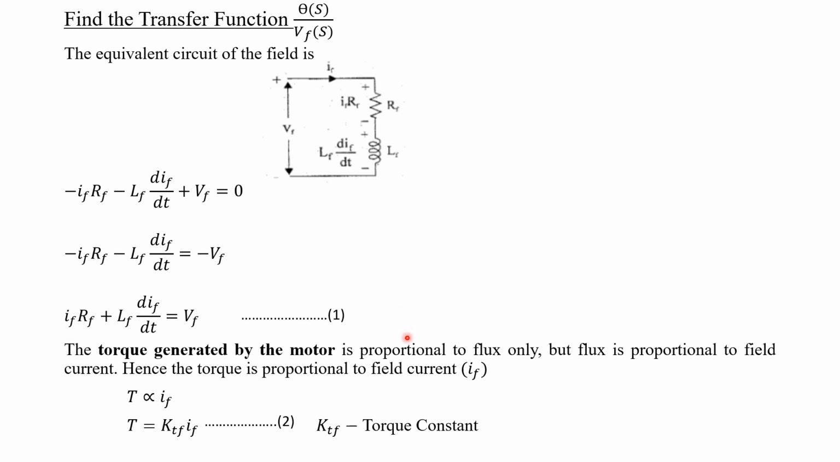Now the torque which is generated by the motor will be directly proportional to the current in the field winding, isn't it? I told that already while explaining the operation of the field control DC motor. So this T will be directly proportional to IF. So this T can be equated to KTF into IF. This KTF is nothing but the torque constant for the field control DC motor. So this is another equation.